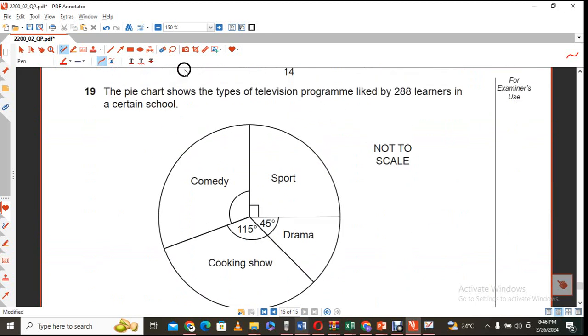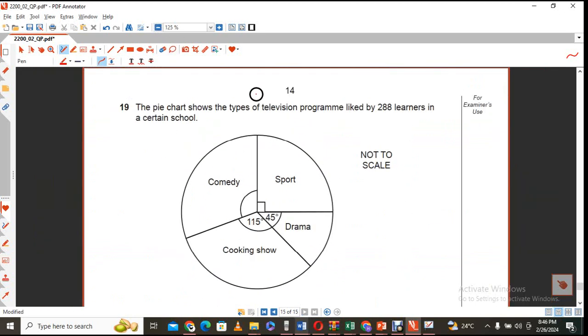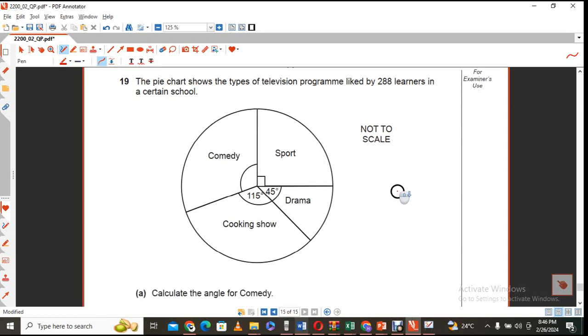Question 19. Let me just go back and make this a bit smaller. The pie chart shows the types of television programs liked by 288 learners in a certain school. They want us to calculate the angle for comedy. Now this is 90 degrees, if you can see that little square there.